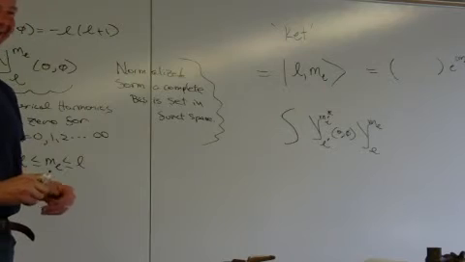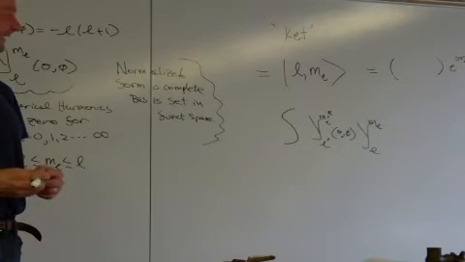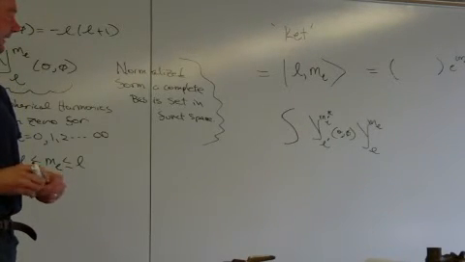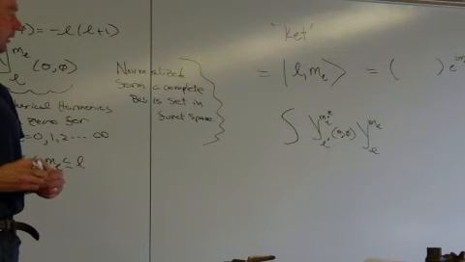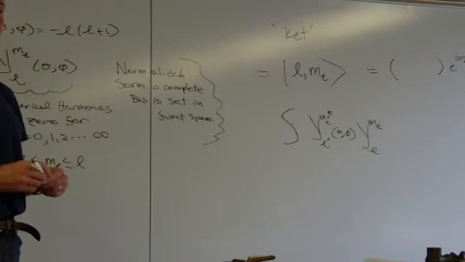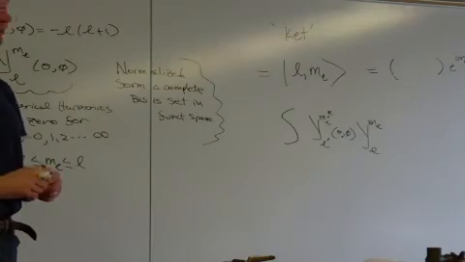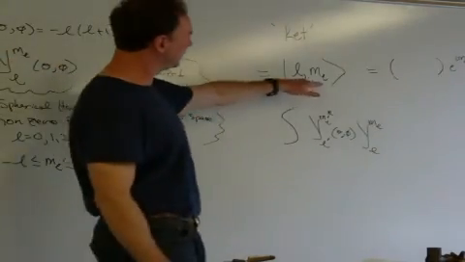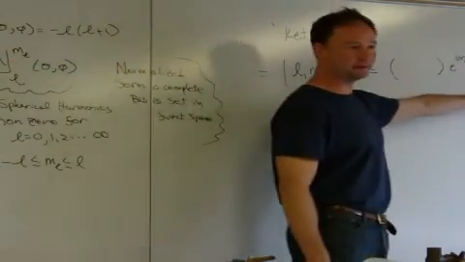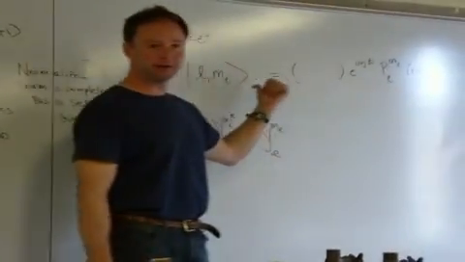What is it in the bra-ket notation? It's <L, ML|. So what I'm doing is graduating to this idea that as physicists, we don't like to write down all this stuff. So we want to go to this abstract idea.